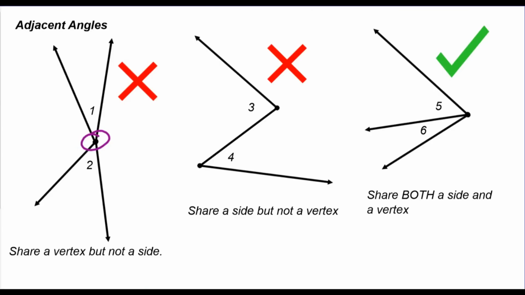In the next diagram, I've got angles 3 and 4. They share a side right here. Angle 3 and angle 4 both use that side, but they do not share a vertex. They each have a different vertex, so they are not adjacent. And then the last one, angles 5 and 6, they are adjacent because they share a vertex and a side. So both requirements need to be met for angles to be considered adjacent angles. They have to share a vertex and a side.